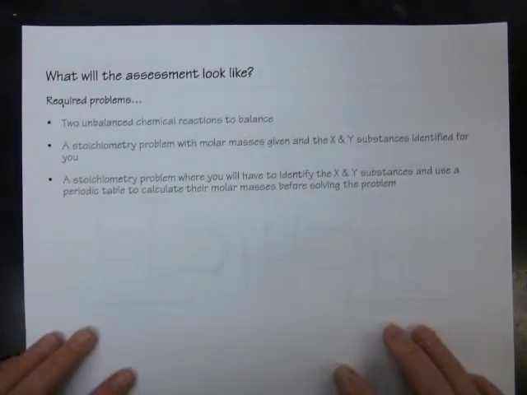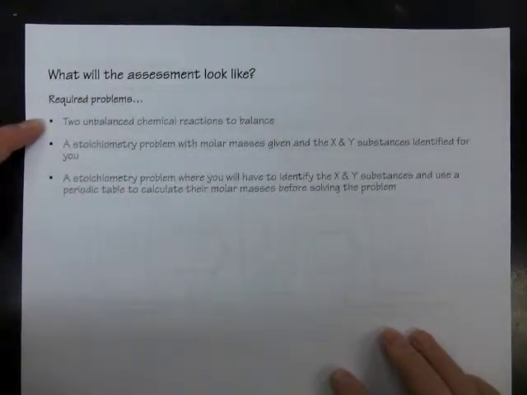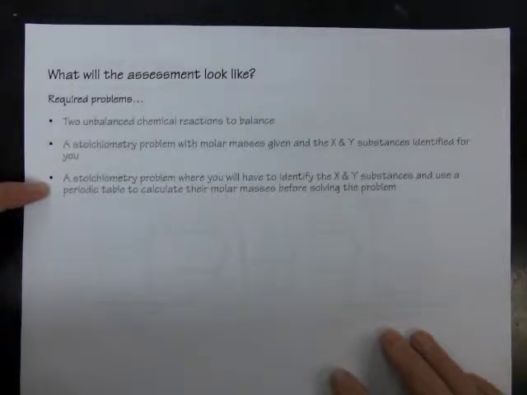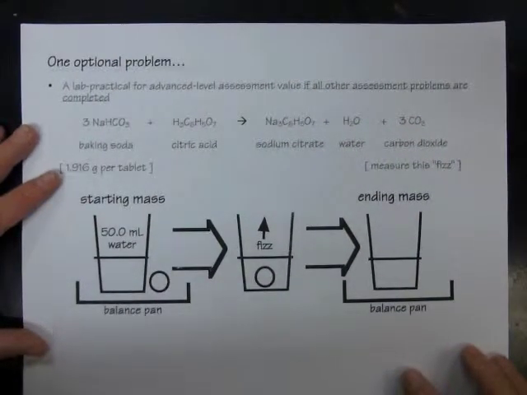So, what will the assessment look like? There will be two unbalanced chemical reactions for you to balance. There will be a stoichiometry problem with some of the information given, and then there will be a stoichiometry problem where you'll have to figure out more on your own. Also, there will be an additional optional problem. This one you'll have to figure out and plan for yourself.